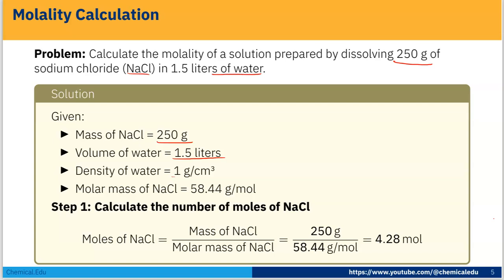So Na is 23 and Cl is 35.44. If you take that, the molar mass of NaCl is 58.44 gram per mole. Now moles of NaCl means mass of NaCl divided by molar mass of NaCl. So mass of NaCl is 250 gram by molar mass 58.5 gram per mole. So that will be 4.28 mole. That is the mole of NaCl.